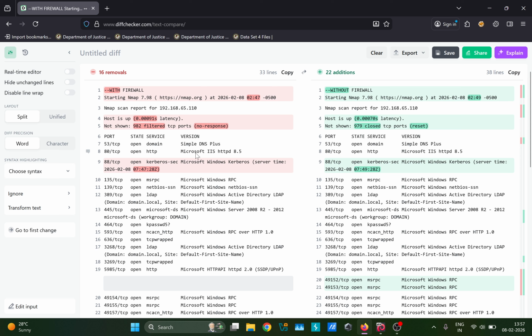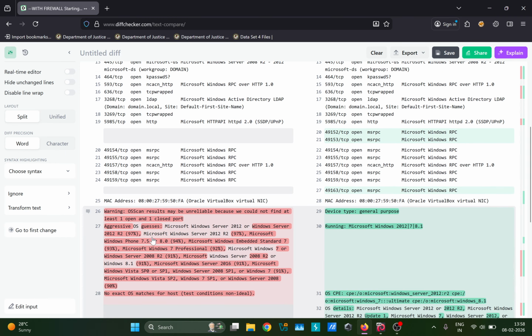I'm able to see that the IIS version is there and Kerberos, the same thing is there. I don't see a version difference, but I can see all the services running. Microsoft DS actually revealed Windows Server 2008 to 2012 R2. The probability is that the server is either 2008 or 2012. That is the idea. And I can see the RPC version here. Both with and without the firewall, I am able to see all the versions here. But one difference I was able to find is the OS version.